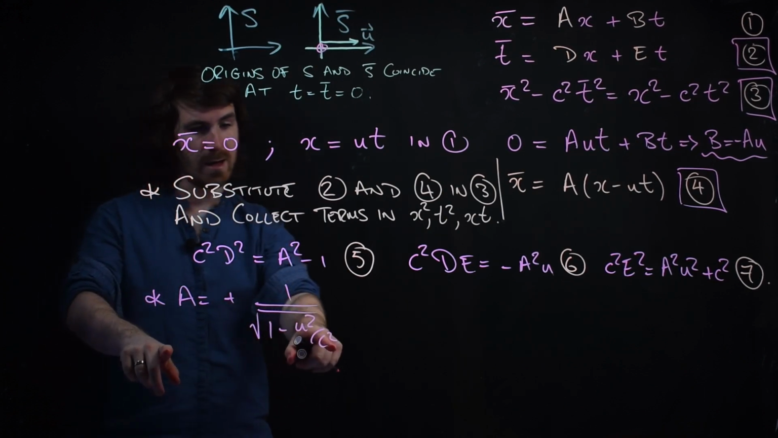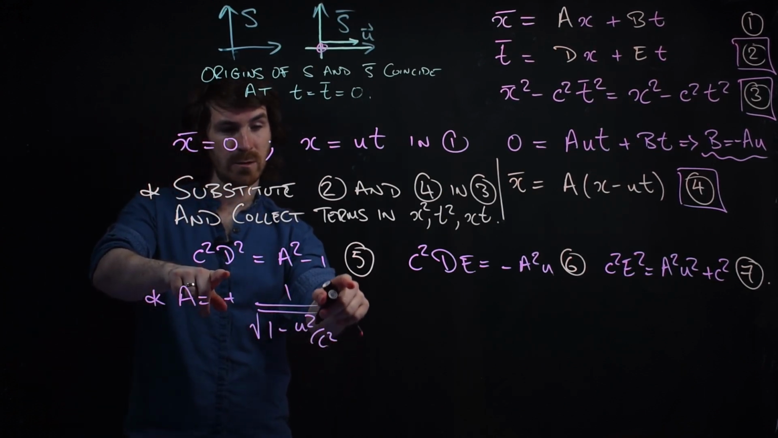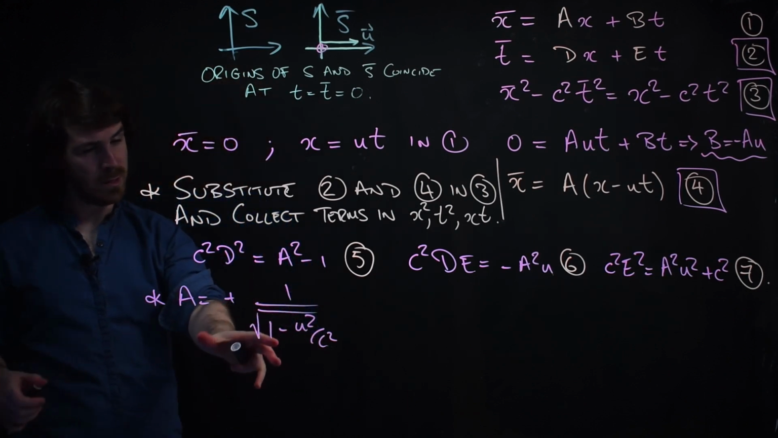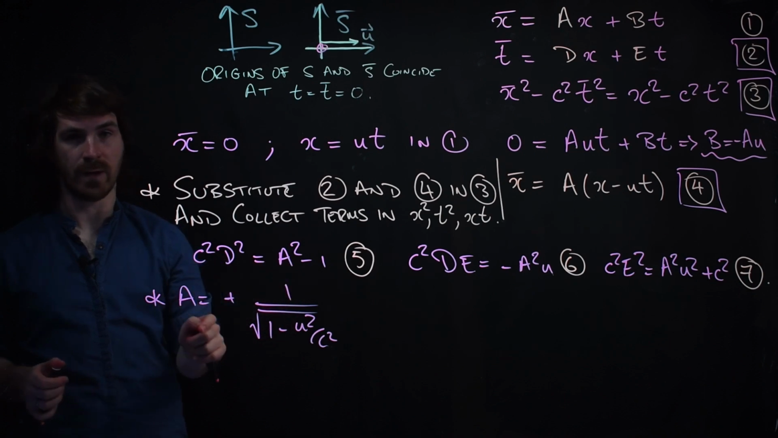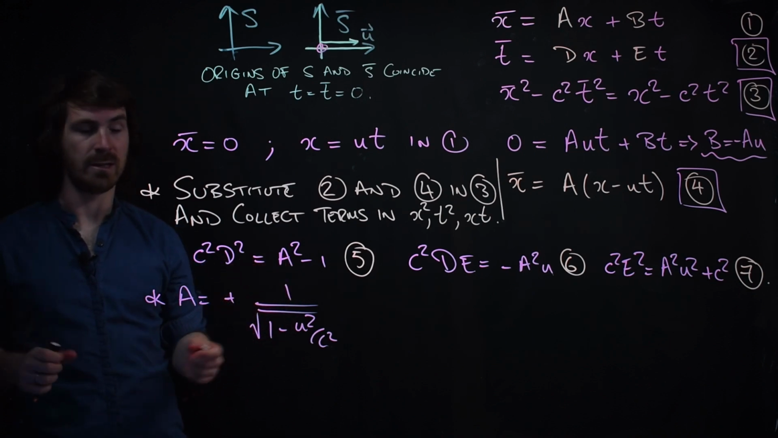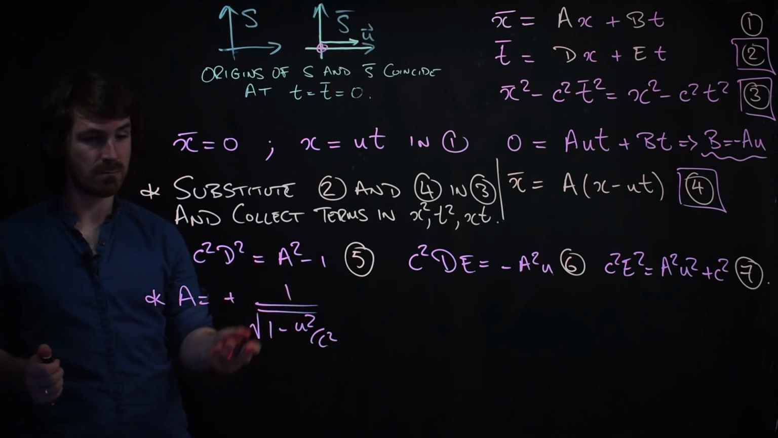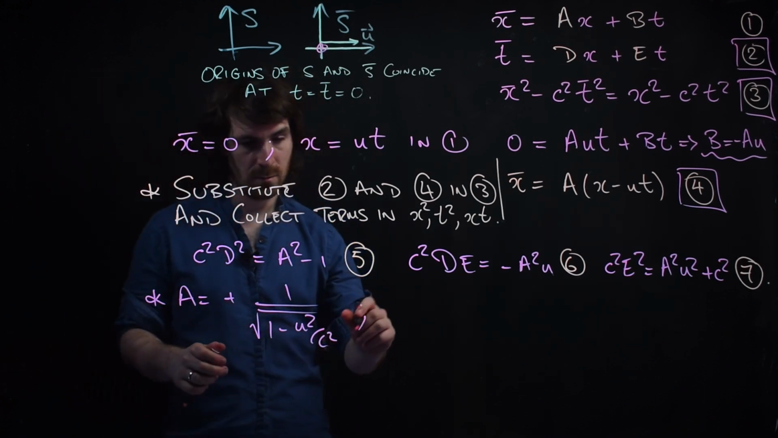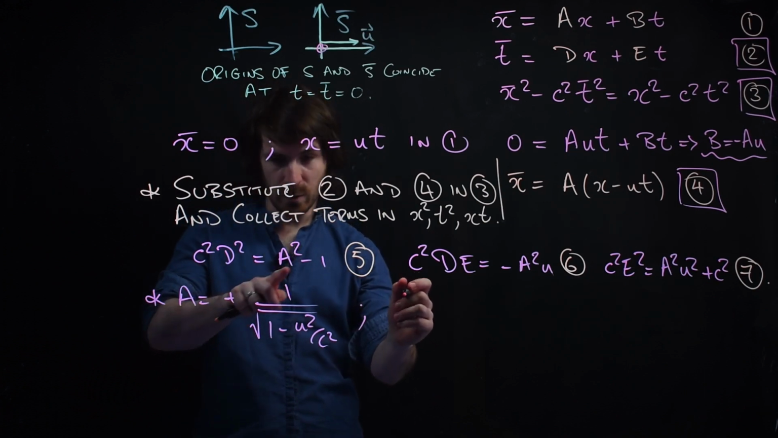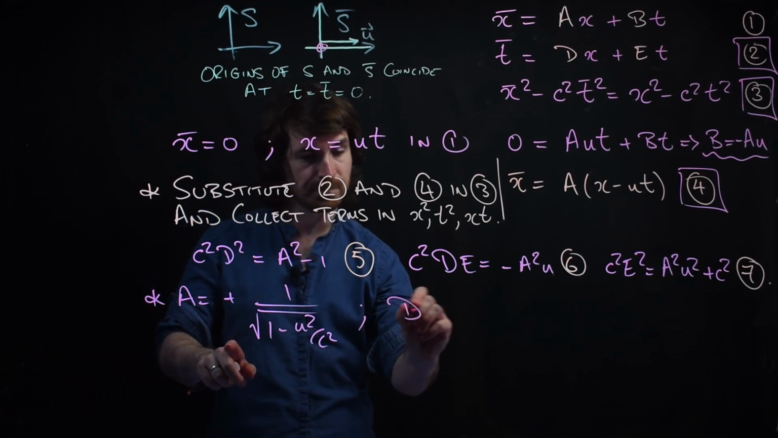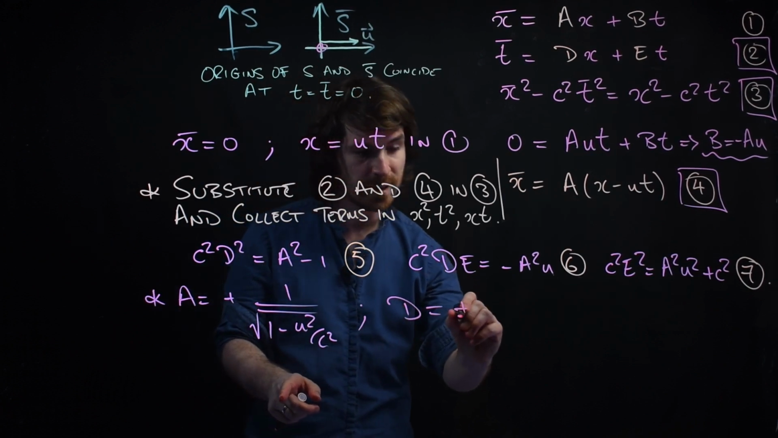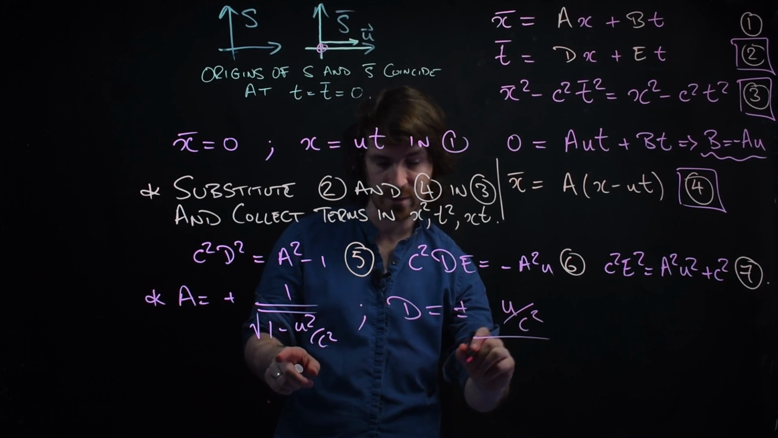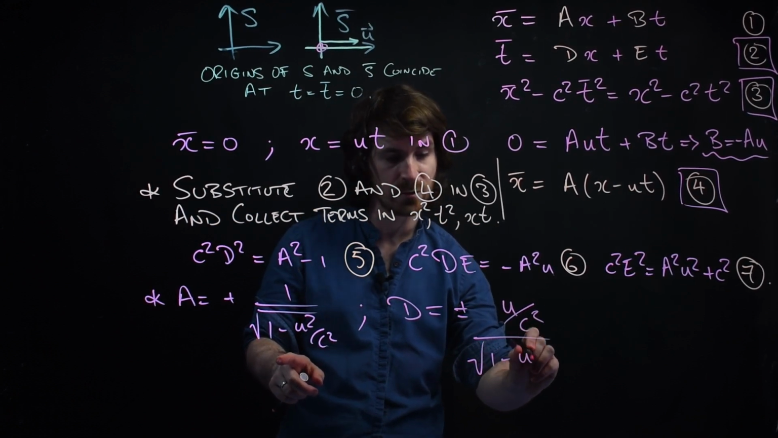So now we have a, we can find d by just using equation 5. So if you go ahead with your pen and paper and substitute a into equation 5, let's work out d. Okay, so press pause, do this and come back. Okay, you will have hopefully found that d equals plus or minus u over c squared, and then we've got the same denominator, square root of 1 minus u squared over c squared.